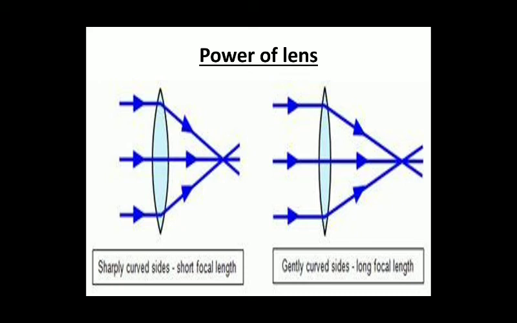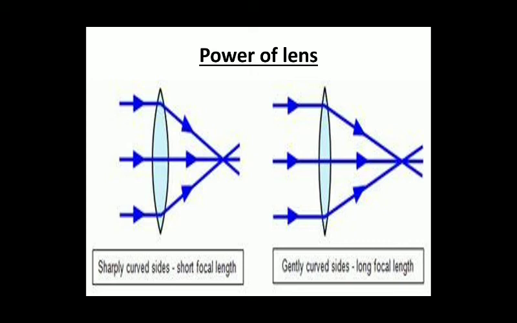मतलब rays जल्दी converge हो रही हैं. In the second case, it is part of a bigger sphere, that's why it is thin, curvature is less, so F will be more, long focal length. And when the parallel rays pass through this convex lens, they are converging, no doubt, but they are converging at a comparatively further point, right? So it means that when the lens is thick, converging ability is more. When the lens is thin, converging ability is less.